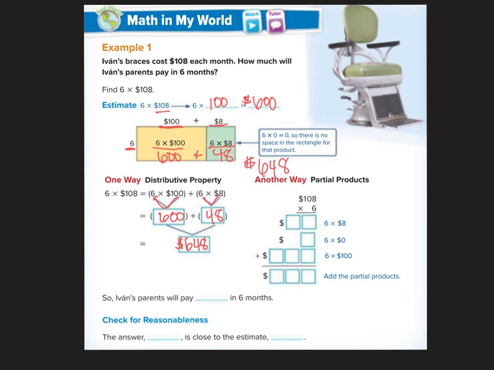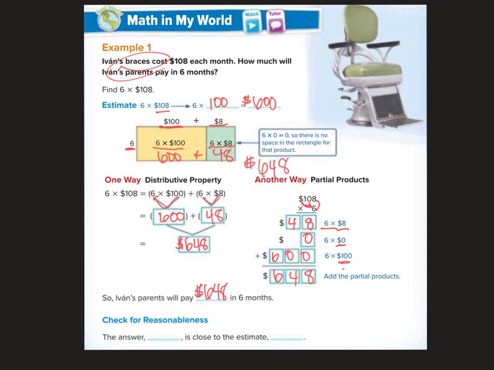Or if we did partial products, if I did 6 times $8, I'd get $48. 6 times $0 is 0. 6 times 100 is 600. So if I add it up, I'd get $648. Okay, so you see how we multiplied it by 6 times 8. This would be multiplying by the tens place and multiplying by the hundreds place. So we get $648. So Ivan's parents will pay $648 in 6 months for his braces.